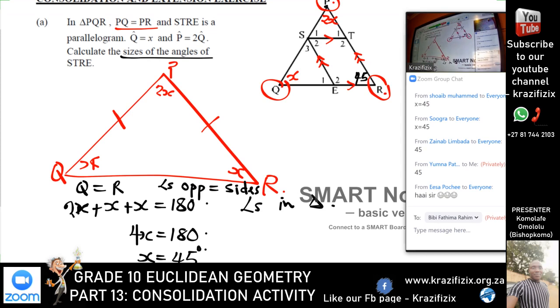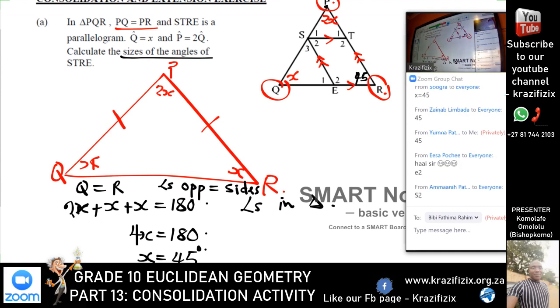Lovely. Which angle would you like us to calculate? What do you think? Which angle can we calculate? Which angle do you think we can calculate easily from here? S2. Amara says S2. Okay. Isa says E2. Alright. E1.